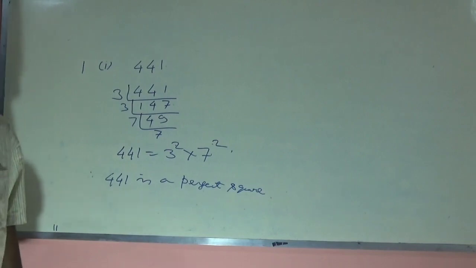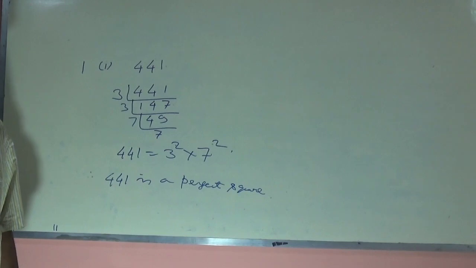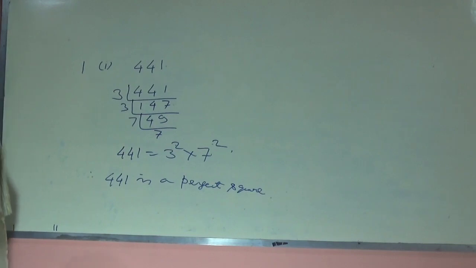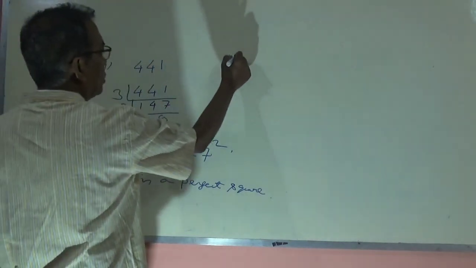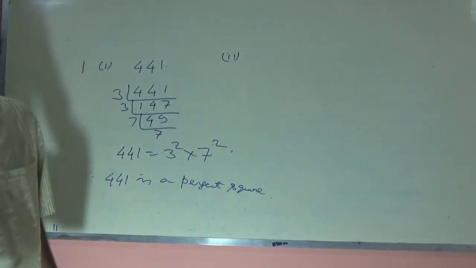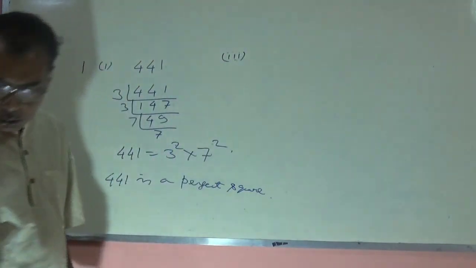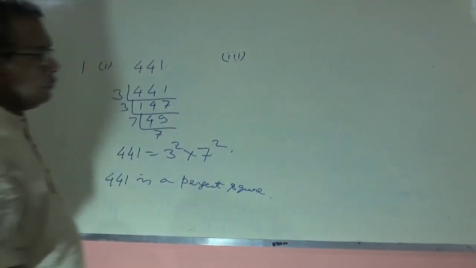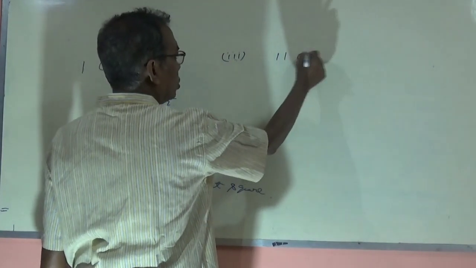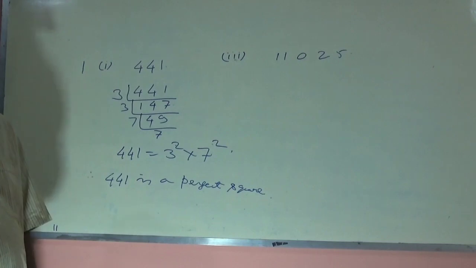Fine. One more question I am going to consider here. Suppose the question is a little bit bigger. Say, number 3 rather. The question is double 1 0 to 5. Double 1 0 to 5. You have to check this number if it is a perfect square or not.